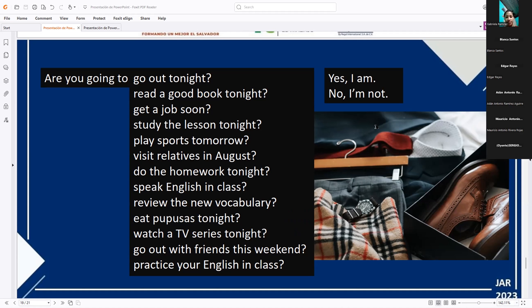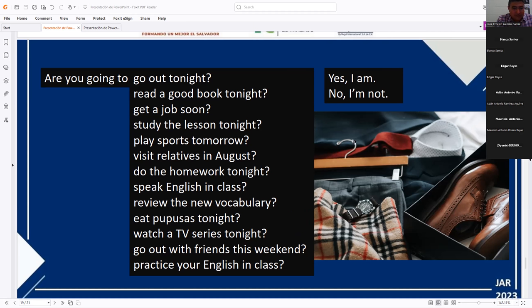Blanky, let me see. Are you going to do the homework tonight? No, I am not. You're going to relax. No, sports. I'm going to play sports tomorrow. Oh, okay. Good. It's very healthy. Young spirit. Okay, no problem.